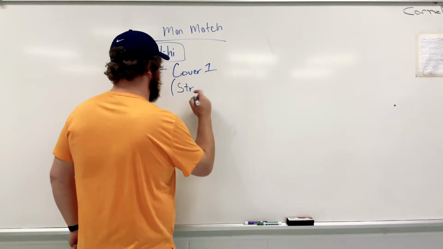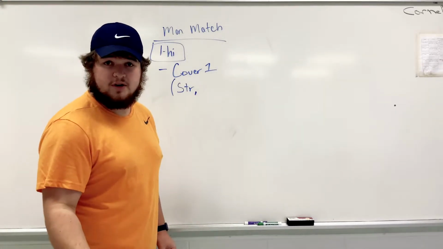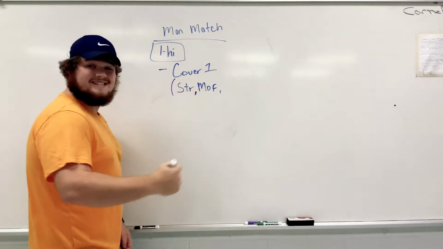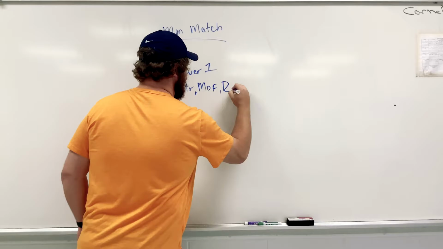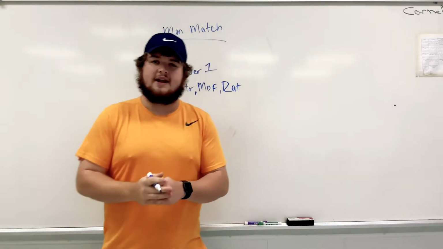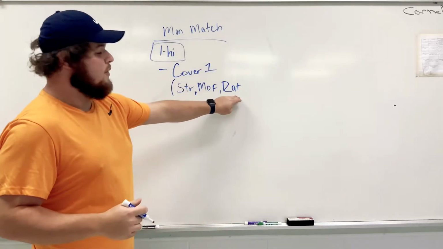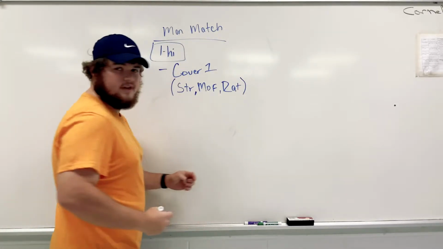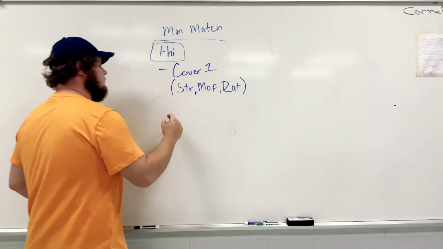So read back to that strong rotation. You're going to have a middle field player just like cover 0. But this time you're going to have a rat. All right, so don't get too tripped up because we haven't covered what a rat is, but it'll make sense. You have to have a rat to run man match, other than if you're in a one high scenario.